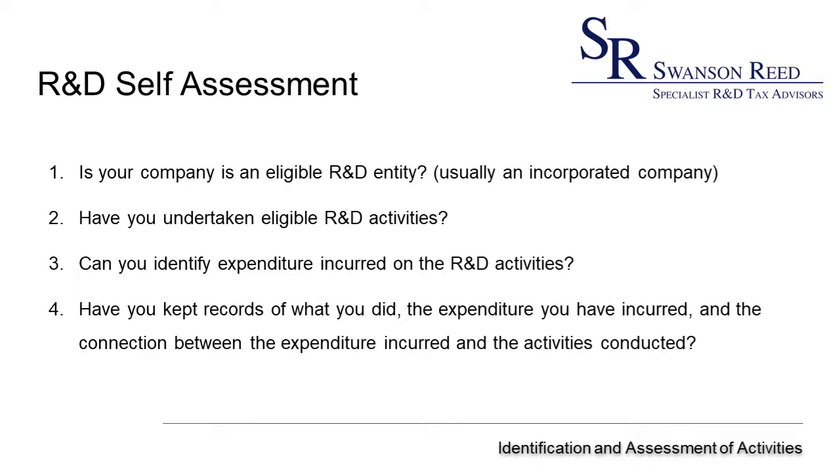Next, consider if you have undertaken eligible R&D activities. Thirdly, consider if you can identify expenditure incurred on the R&D activities. And lastly, ensure you have kept records that describe what you did, the expenditure you've incurred, and the connection between the expenditure incurred and the activities conducted. This presentation will focus on the assessment of eligible activities phase of this self-assessment process.